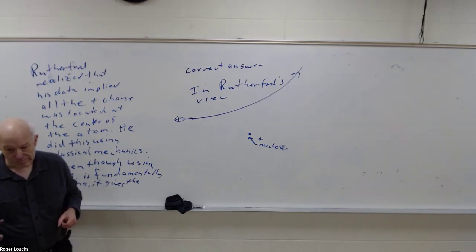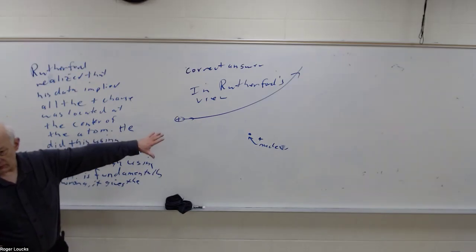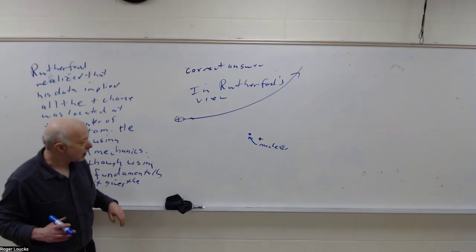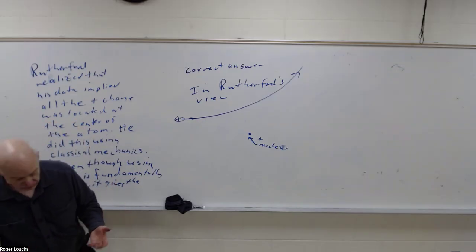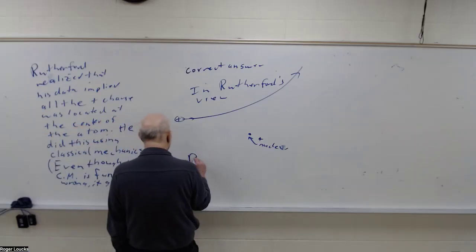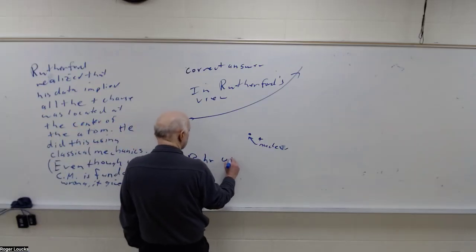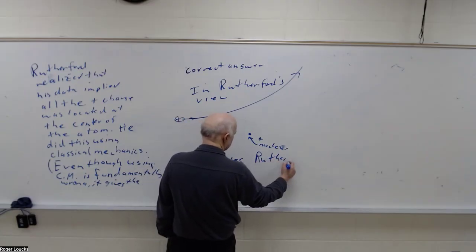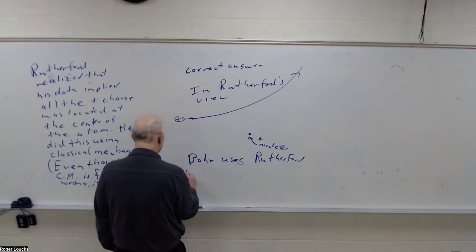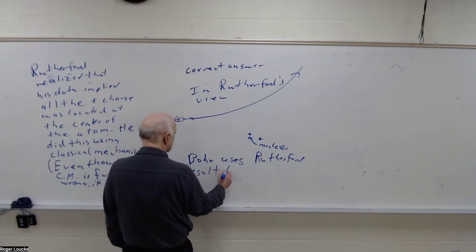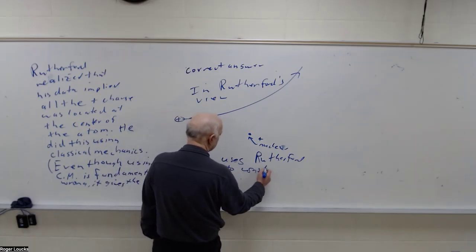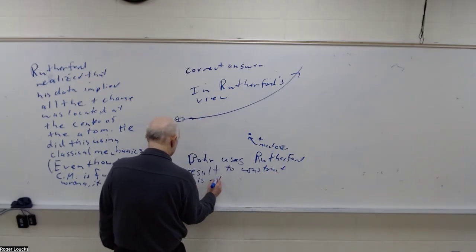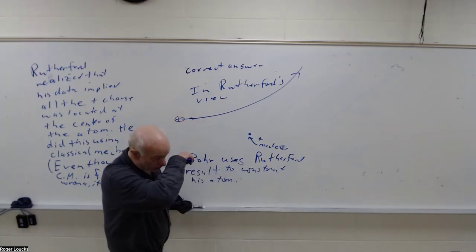Okay. So that's where we're going to start off here. So this is still Rutherford, and this is a major breakthrough in physics, even though it's based on fundamentally flawed physics. Okay, so Bohr uses Rutherford's result to construct his model. Okay. So I want to talk about the Bohr atom.